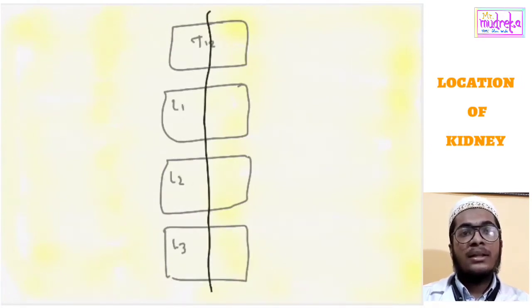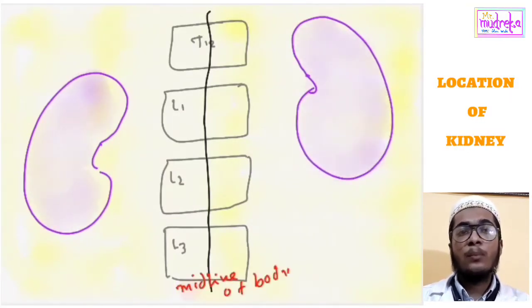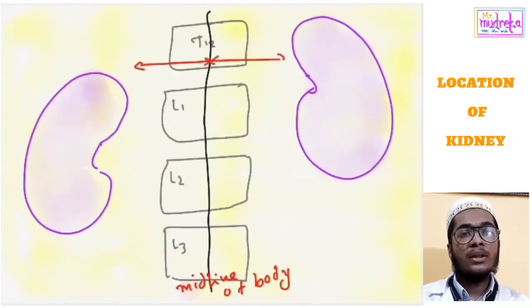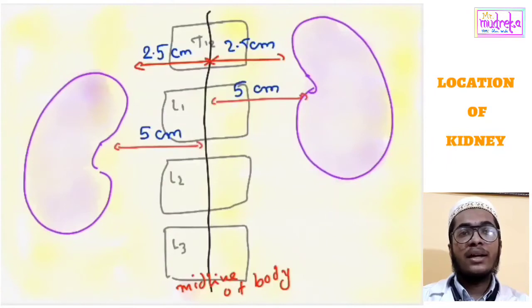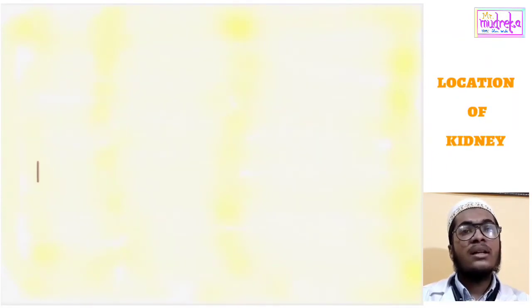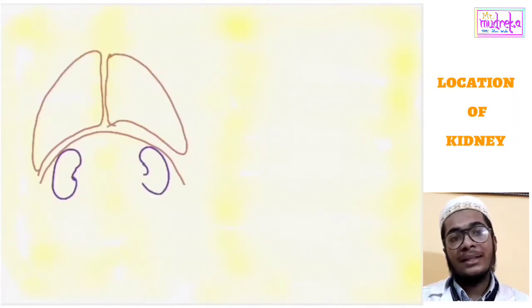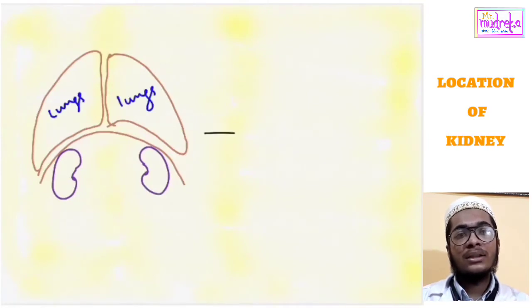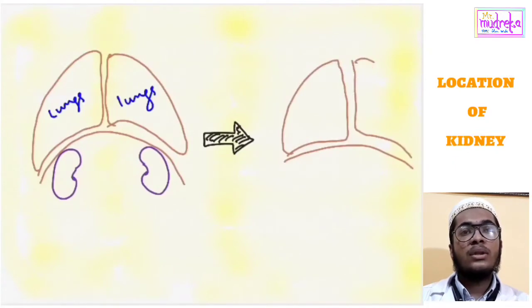The hilum is 5 cm away from the midline, and the lower poles of the kidney are 7.5 cm away from the midline. Now both the kidneys will move downward in the vertical direction for about 2.5 cm during the respiration. The transpyloric plane passes through the upper part of the hilum of the right kidney, whereas it is passing through the lower part of the hilum of the left kidney. So this was all about the location of the kidney.